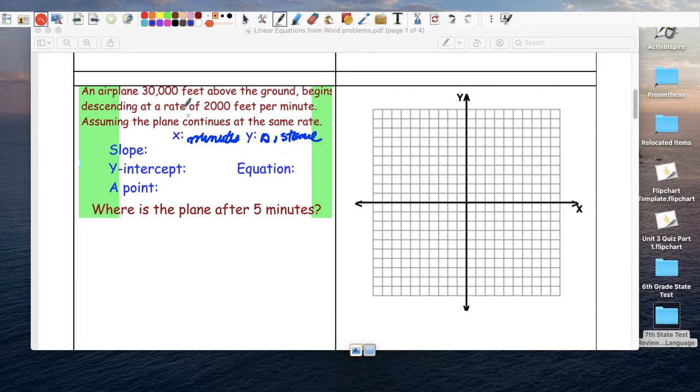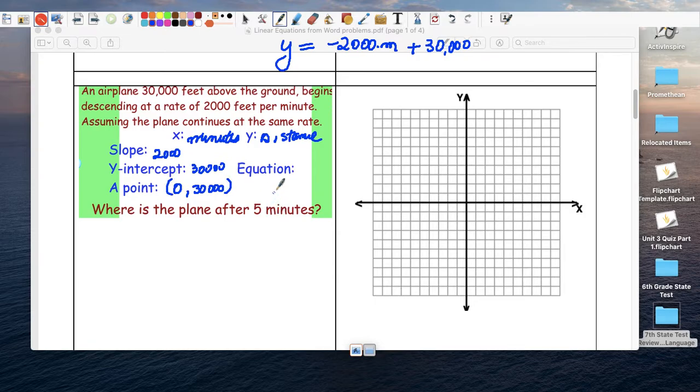Okay, so slope, is there a slope here? Yes, it's going to be 2,000 per minute, or just 2,000. The y-intercept is 30,000. We can write the equation, which I'll write over here. So y is going to be negative 2,000 feet per minute, right? Plus 30,000. So my equation's over there. A point. Do we have a point? Yeah, we have the y-intercept. So we have 1 point, which is going to be 0 and 30,000.